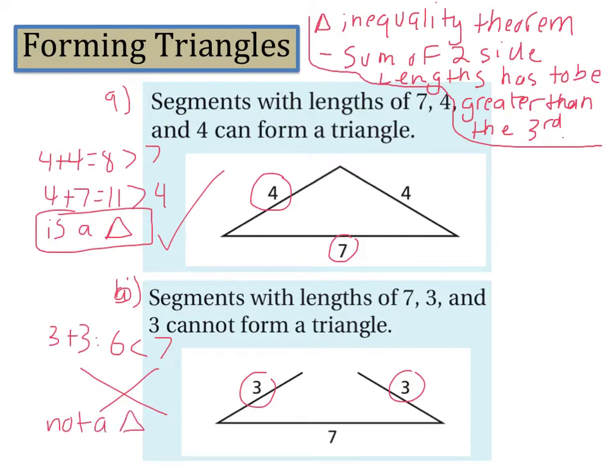Once again, the triangle inequality theorem tells us that the sum of two side lengths has to be greater than the third. For example A, it worked because 4 plus 4 was greater than 7 and 7 plus 4 was greater than 4. But for B, it did not work because 6 is not greater than 7.